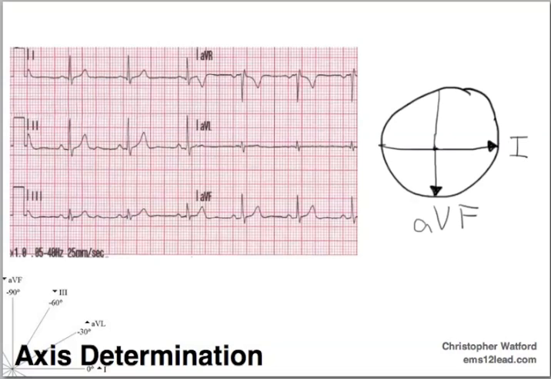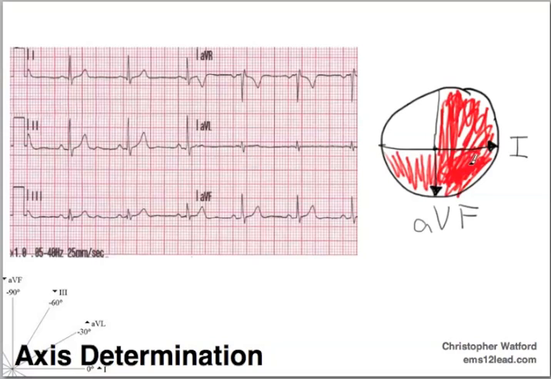We can see that we have positive deflections in 1. So if we look at this wheel here, positive deflections are going to be on this half of the sphere. We can go and color this in. We have positive deflections in 1. We also have a positive deflection in AVF. So we can go color in this half. Notice where the two come together is here, between 0 and 90 degrees. This would be a normal axis.